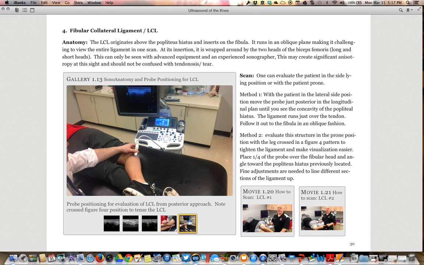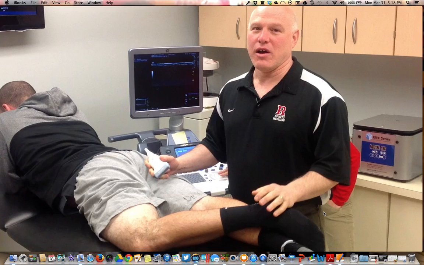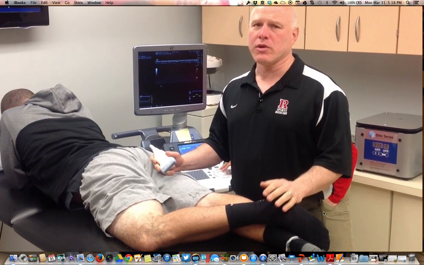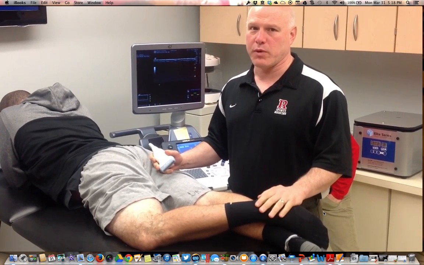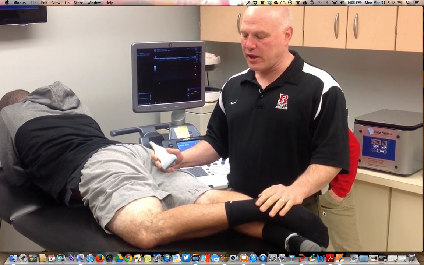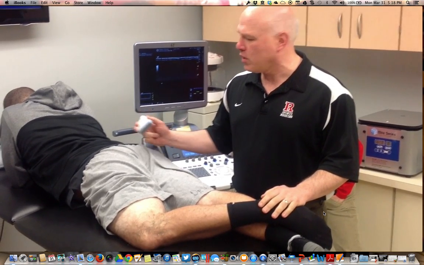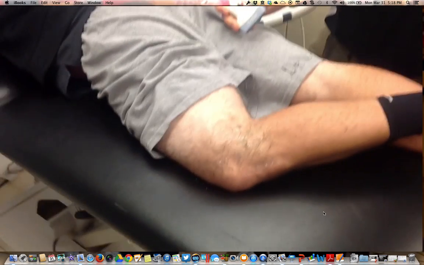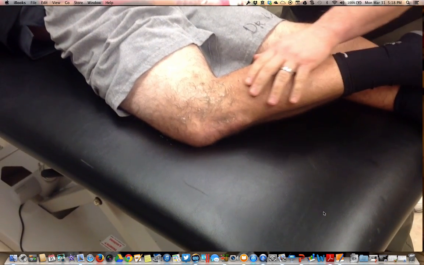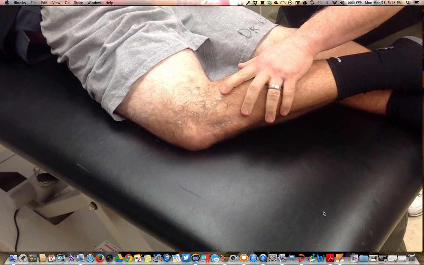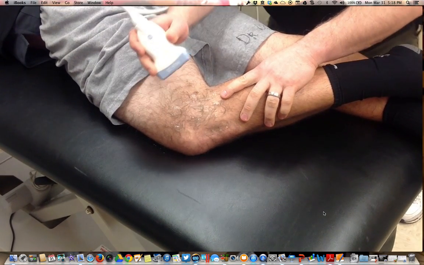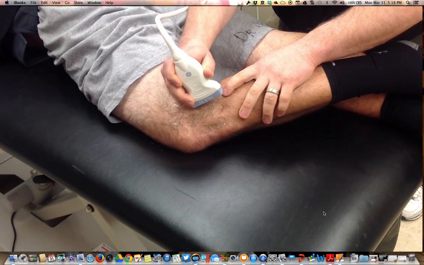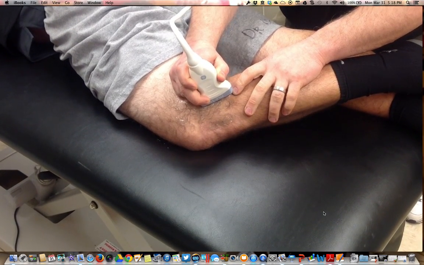Let's look at how to scan this also from a posterior approach. Our next structure to see is the lateral collateral ligament again. We're going to look at it in a little different way. I prefer this way to the patient side lying. I like the patient prone, and I put the leg in a figure 4 position here to make the ligament taut. I will then easily palpate the fibular head. I will then place the probe down in a longitudinal way, about a third of the probe over the fibula, pointing towards the popliteus in this manner.